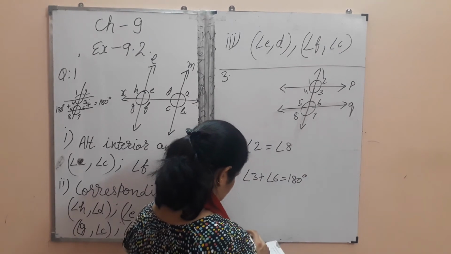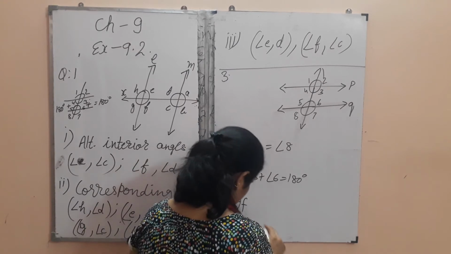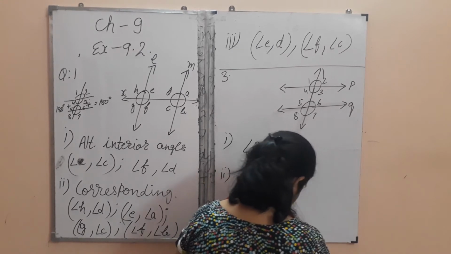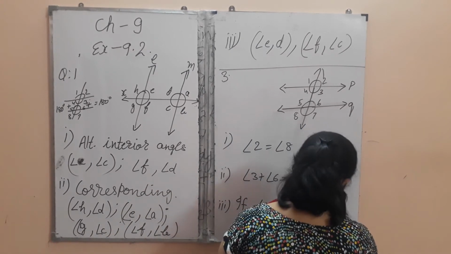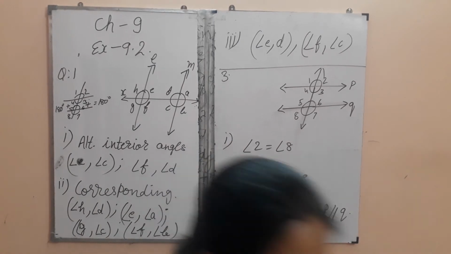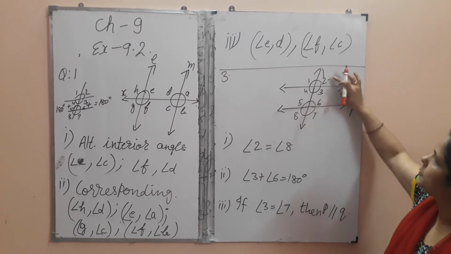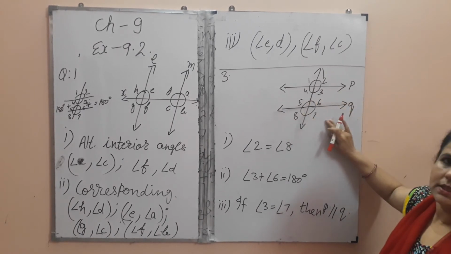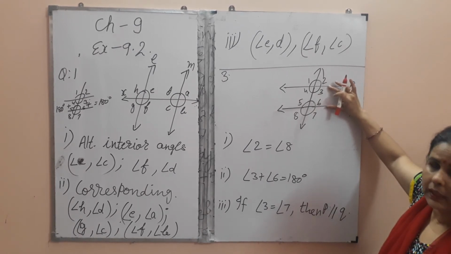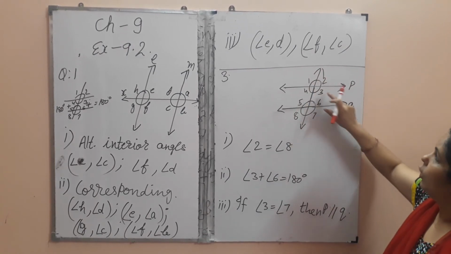Third is: if angle 3 equals angle 7, then P is parallel to Q. Now, first is: if angle 2 equals angle 8, which pair is this? Both are exterior angles. These two are the parallel lines, and this angle is exterior. This is also exterior. This is also exterior.